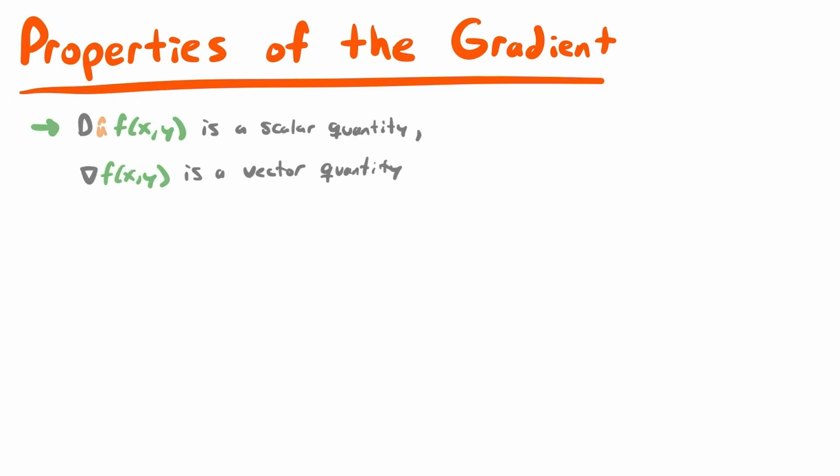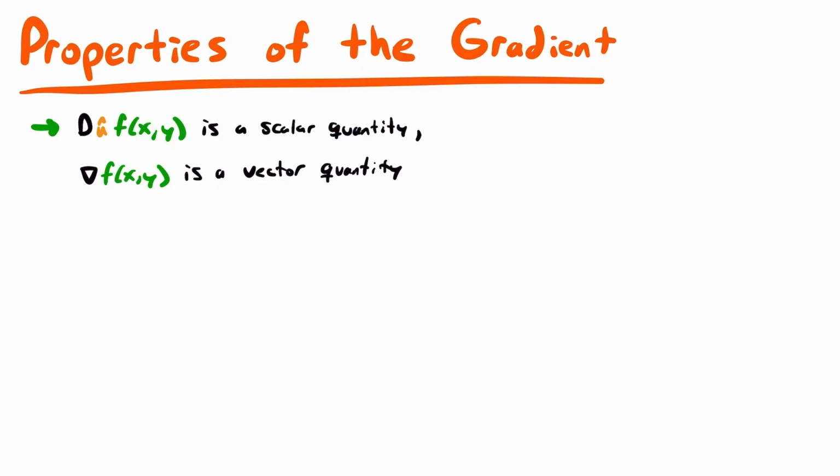To start, it's important to realize that a directional derivative is a scalar quantity. It's just a number. It represents the slope at a point on a surface in a particular direction. But that direction is described by the unit vector, not the slope value itself. So it's just a scalar quantity, while the gradient vector is a vector quantity.